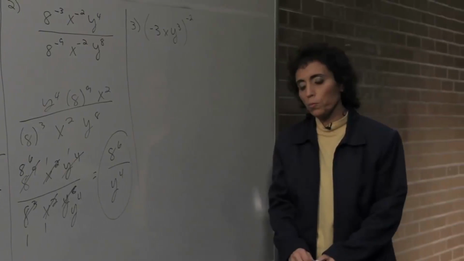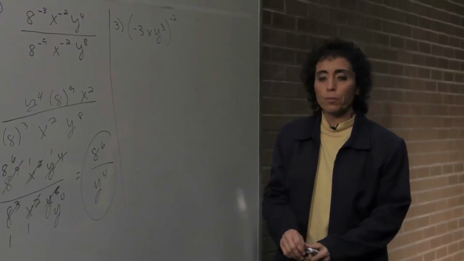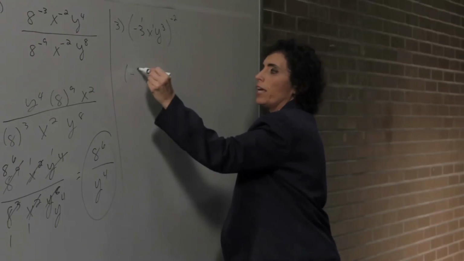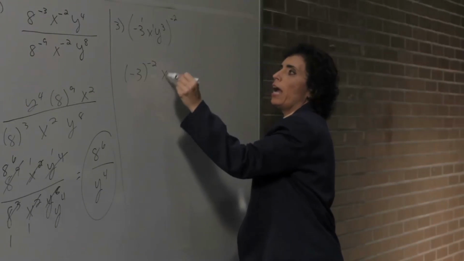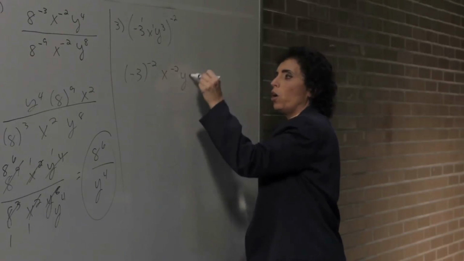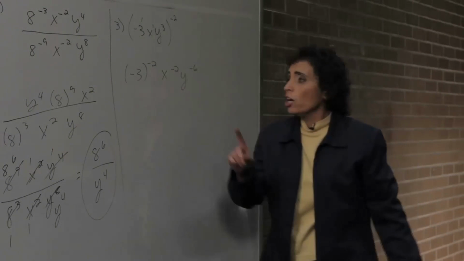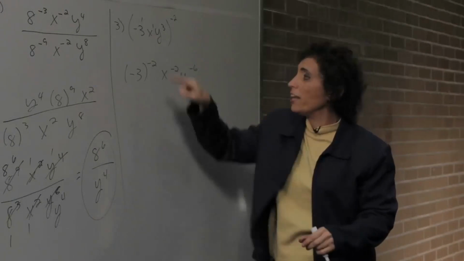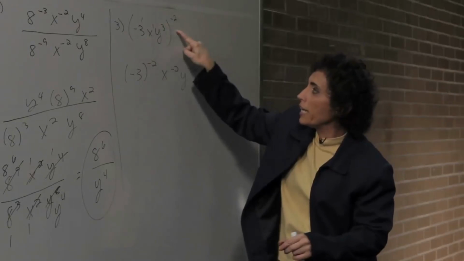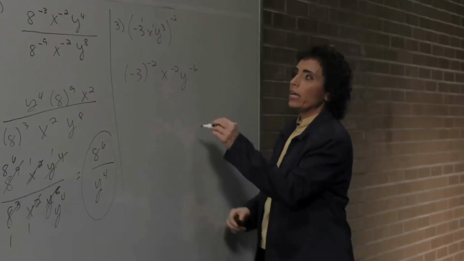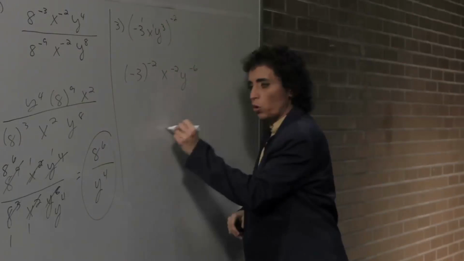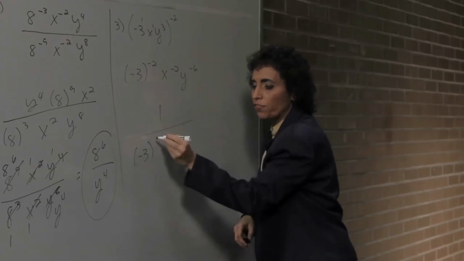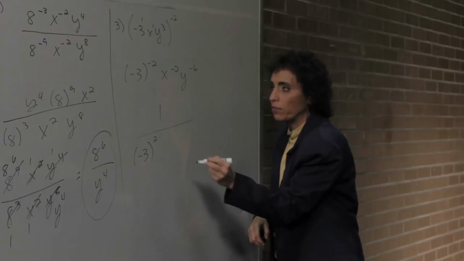Okay. Ready for number 3? Here we go. Power to power, I have it. Negative 3 to the negative 2 power, x to the negative 2 power, y to the negative 6 power. Okay? What most people do is they multiply the coefficient with the exponent. You're not doing that. You're keeping the base, multiplying the exponents. Be careful. Okay, these are all negative exponents, so guess what? They all go down. Negative 3, you don't change the sign of the coefficient, you change the sign of the exponent.